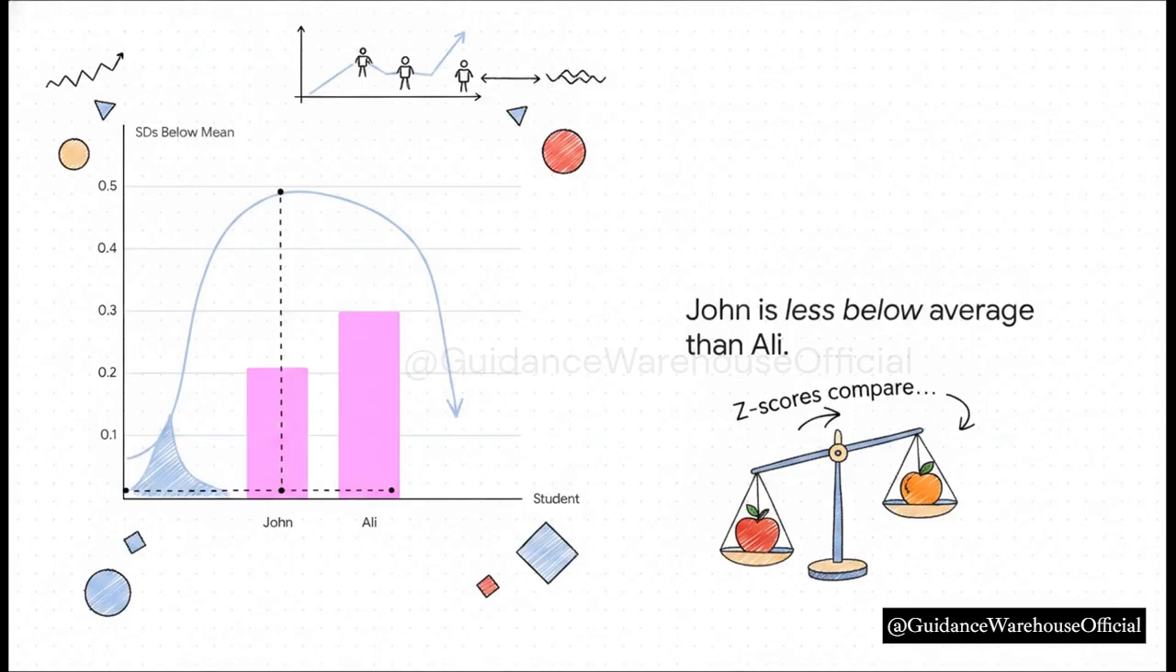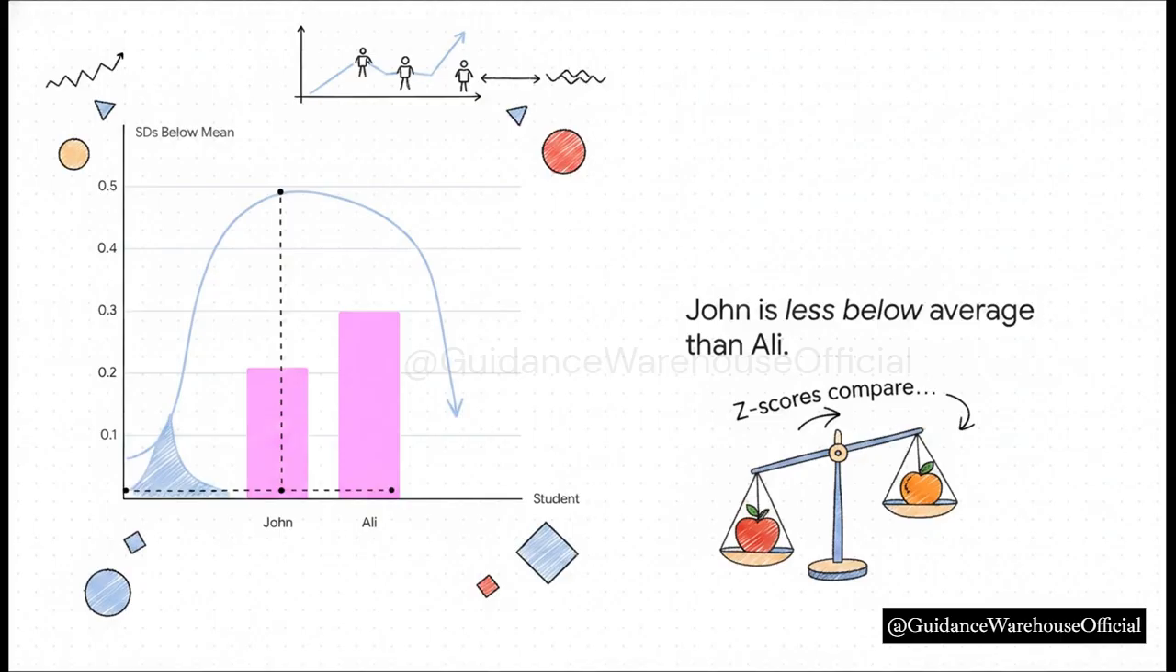Let's break down the results. For John, 2.85 minus 3.0 divided by 0.7 gives us a z-score of negative 0.21. For Ollie, 77 minus 80 divided by 10 gives us a z-score of negative 0.30. Now, here is the absolutely crucial takeaway.